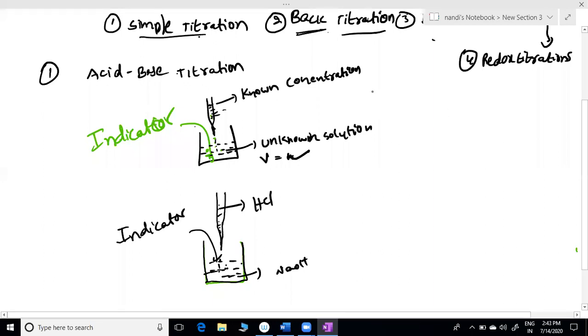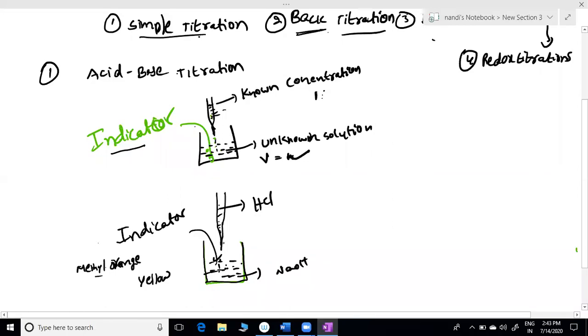One more point here. Any indicator which we are adding should show two different colors. Suppose I am adding an indicator, methyl orange. Methyl orange is the indicator I am adding. In basic medium, when we add the indicator, it shows yellow color.